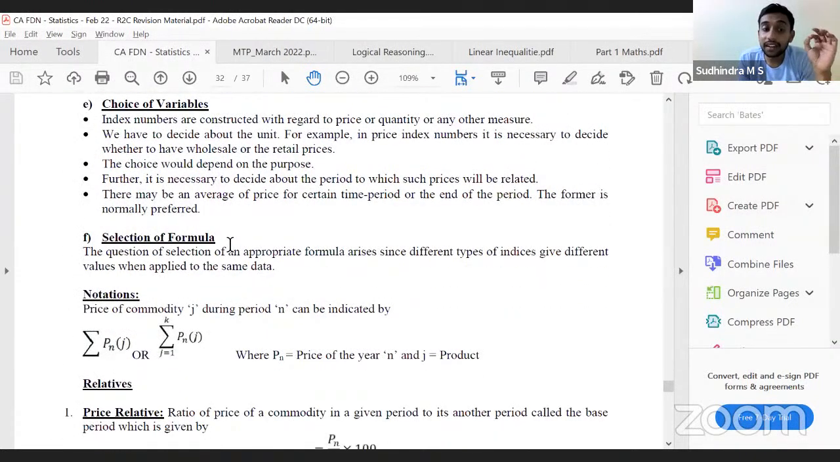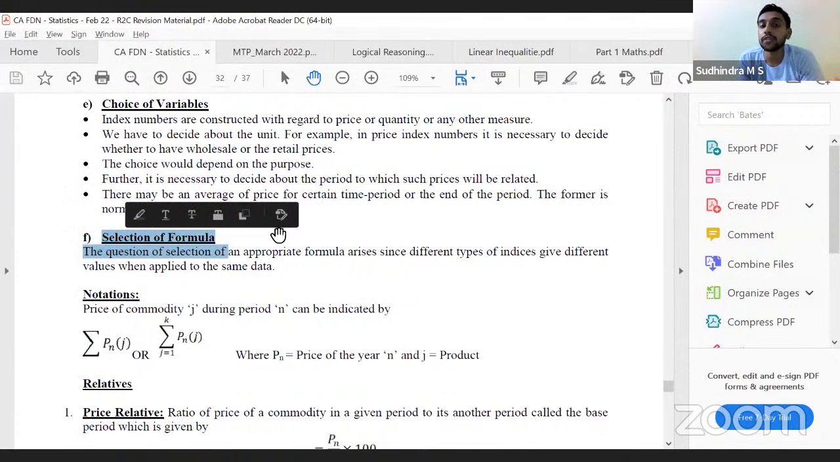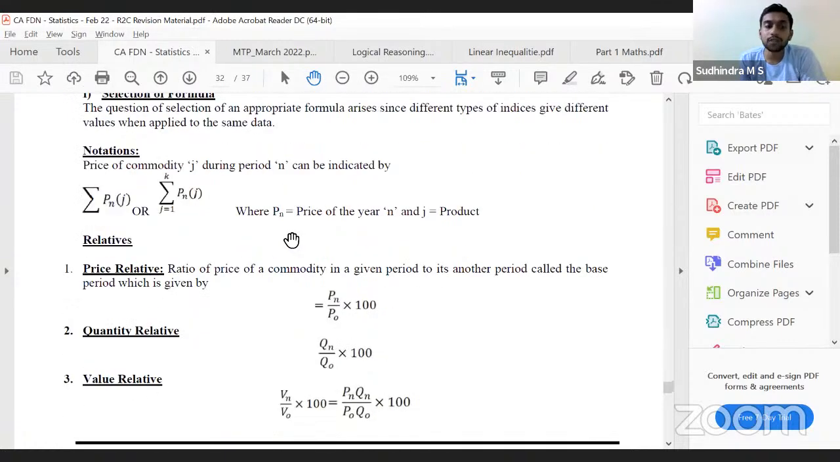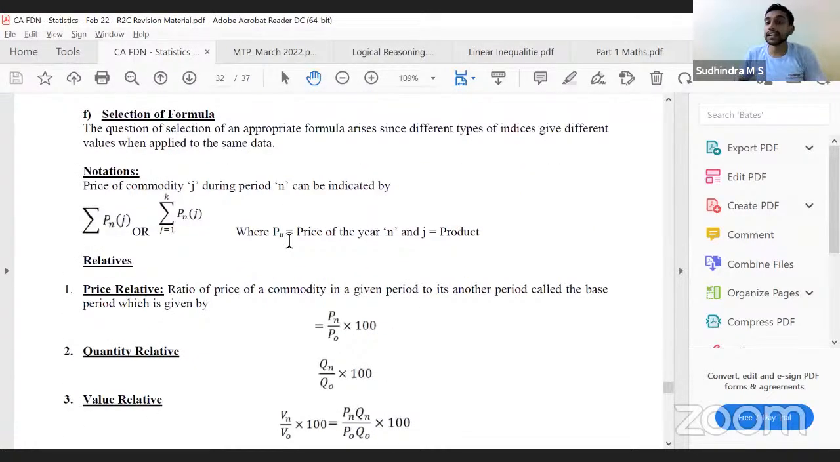Then last point, selection of formula is very important. We have multiple formulas for calculating index numbers, so selecting the appropriate formula is very important. Before looking into the formulas, we have some concepts called relatives. We have three different types of relatives: price relative, quantity relative, and value relative.